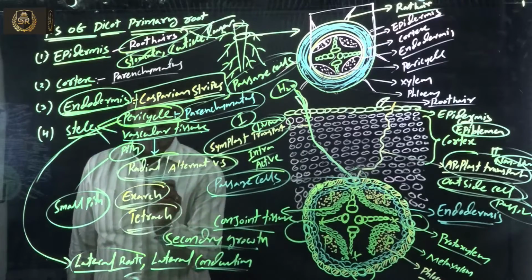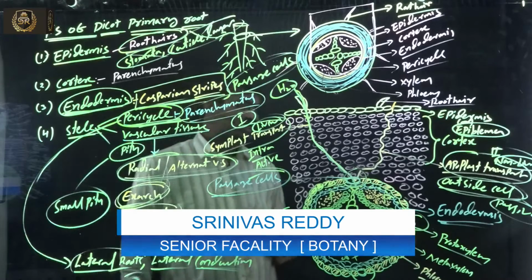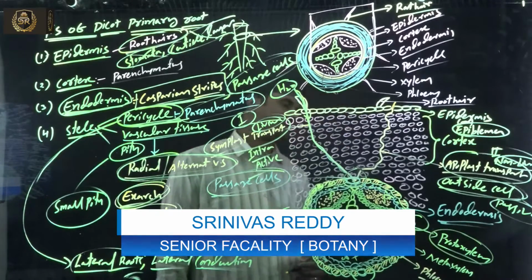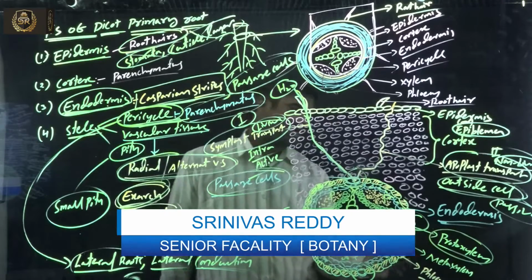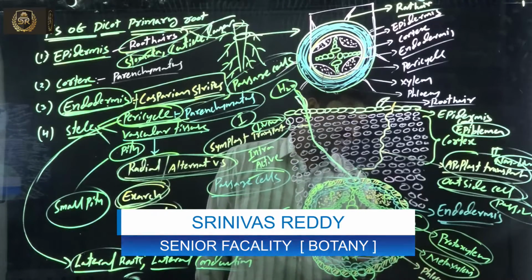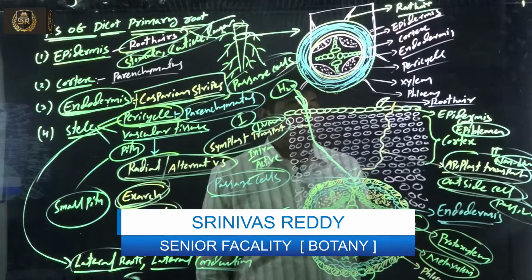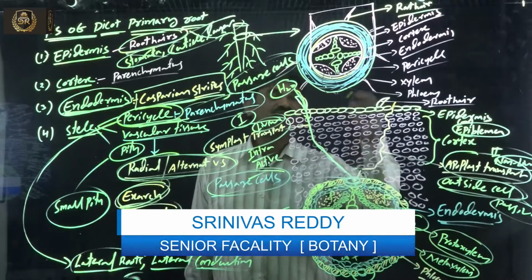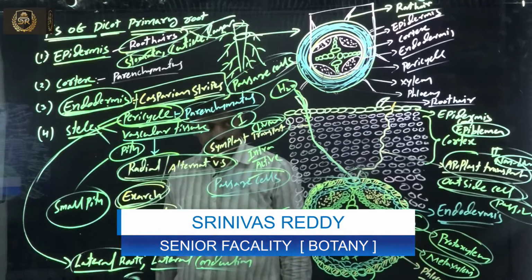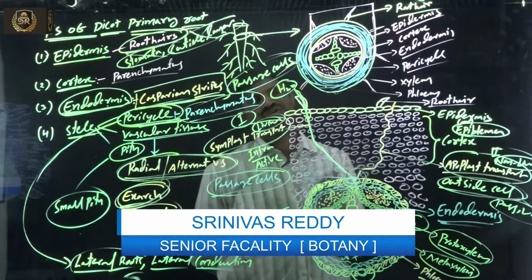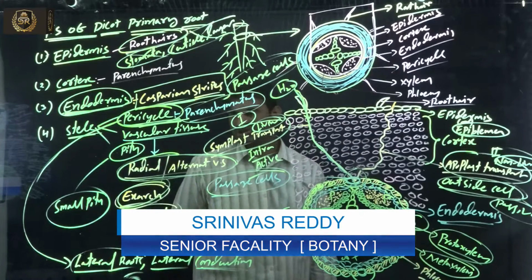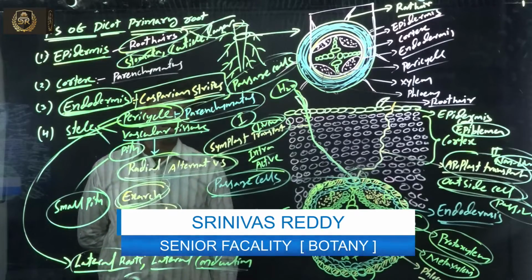Next one, exarch condition is present. Exarch condition means protoxylem, the first formed xylem, is present at the outside, and later formed xylem is present inside. So protoxylem is towards the peripheral region, that is, the epidermis region. Metaxylem is present at the center region. This condition is called exarch condition.